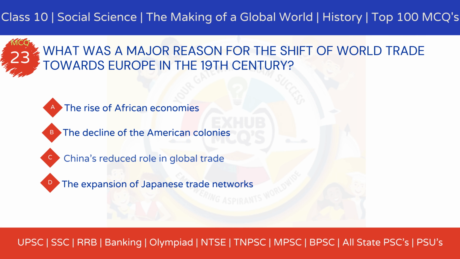MCQ 23. What was a major reason for the shift of world trade towards Europe in the 19th century? Option A. The rise of African economies. Option B. The decline of the American colonies. Option C. China's reduced role in global trade. Option D. The expansion of Japanese trade networks.